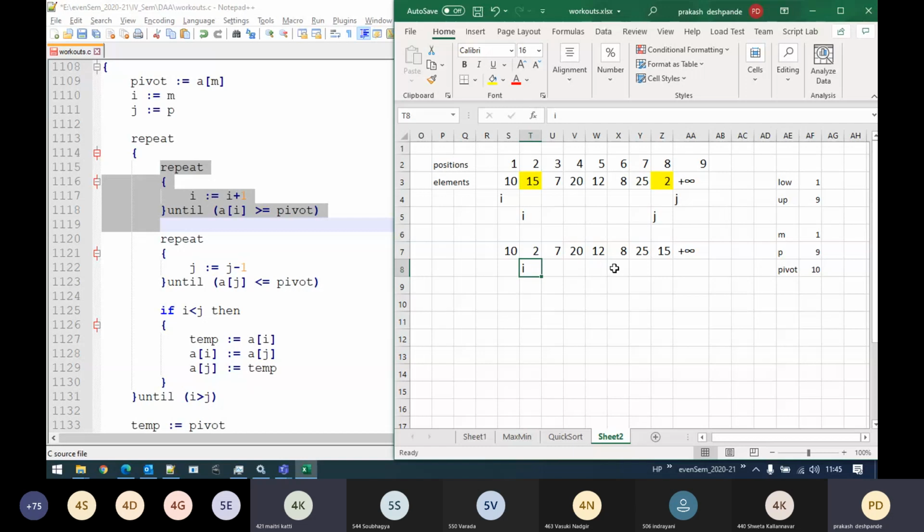I is here itself, J is here. I value is still at 2 and J value is 8 itself. Right? And if you look into the repeat until here, this condition I greater than J, is it false? Yes, sir, it is false. That means what has to be done? Should it continue the repeat until or should it skip? It should continue.